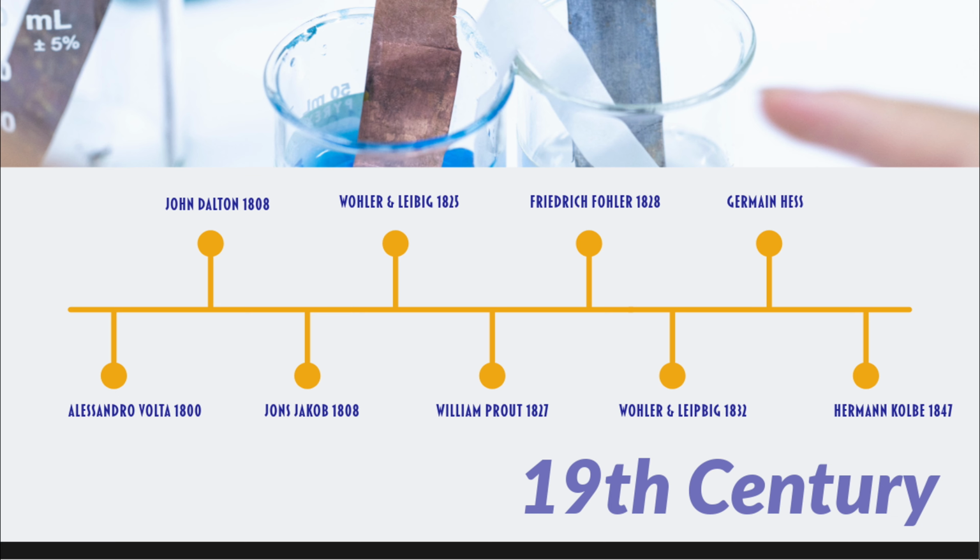1808, John Jacob proposes modern chemical symbols and notation, and he was the first one to introduce the concept of relative atomic weight to carbon. Remember, that's how atomic weight was built.